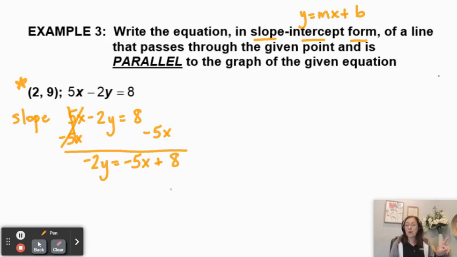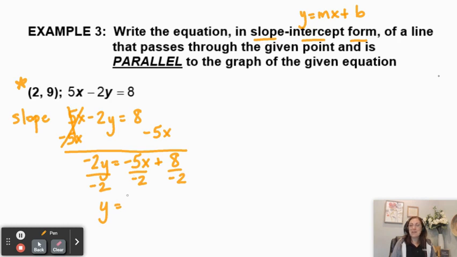Now I'm ready to get the y all by itself by dividing by negative 2. Watch how I divide each of the terms by negative 2. It makes it a little simpler for me to simplify them. So negative 2 divided by negative 2 is 1y.